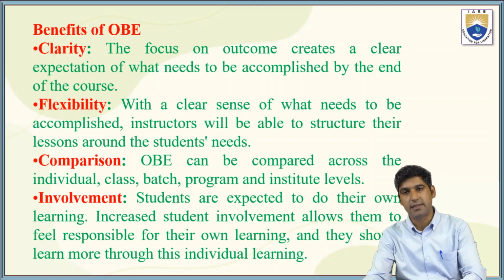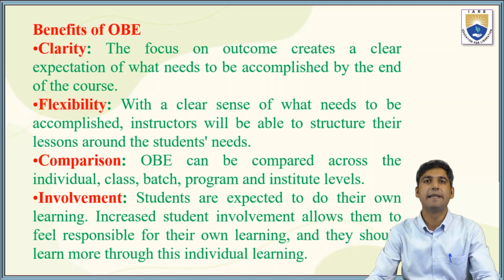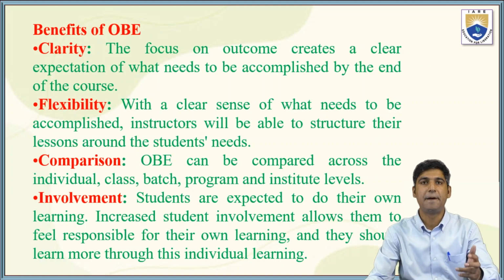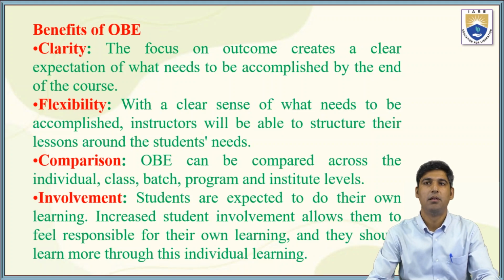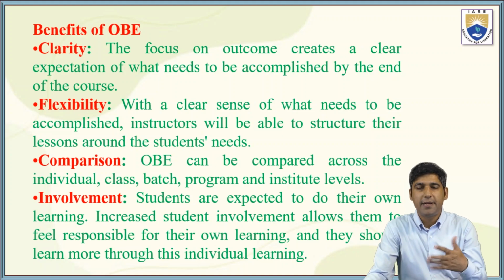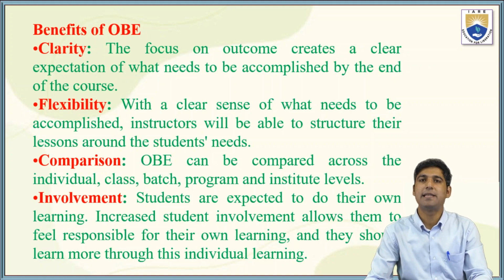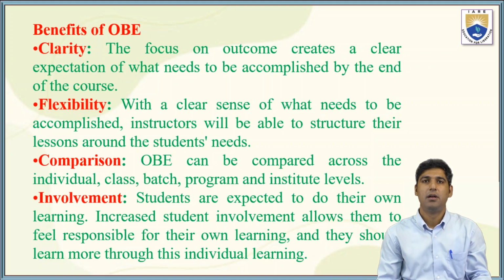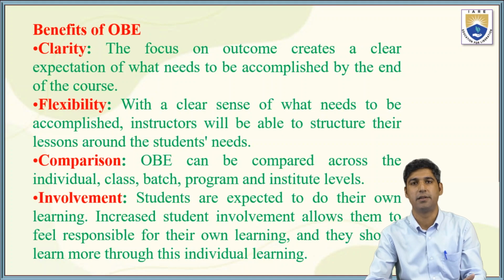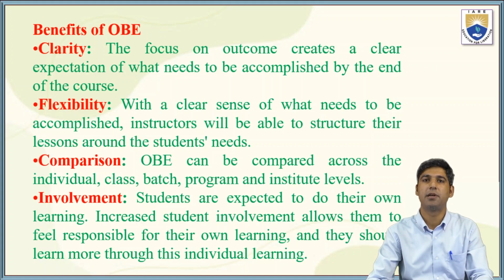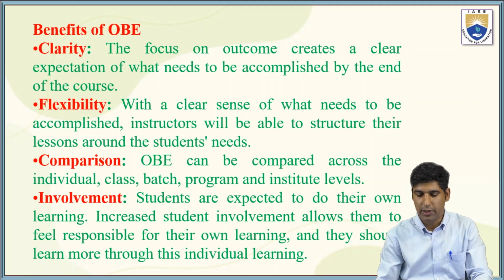There is one thing about OBE, that's its clarity. Everything there is clear, nothing is ambiguous. So a student knows what he or she can achieve at the end of the semester, at the end of the course. There is transparency, clarity, and it is flexible. It can be modified, and not only can it be, but it has been made according to the expectations of the students. And when it is according to the expectations, that means it is flexible. This outcome-based education has included all the things which are required in society. And it can be compared across the individual, class, batch, program and institute level.